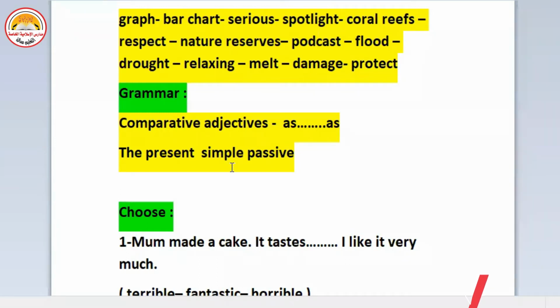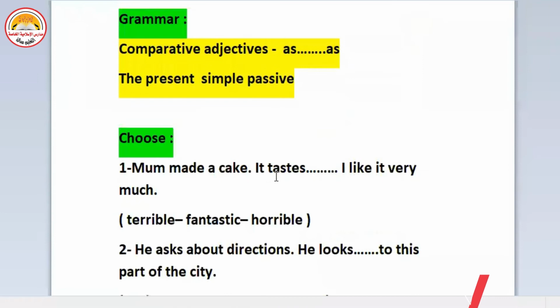Now we have some exercises to test yourself. Here, number 1. Who can answer number 1 here? Please, if you want to answer, please don't say anything. Just raise your hand. Okay? Just raise your hand.